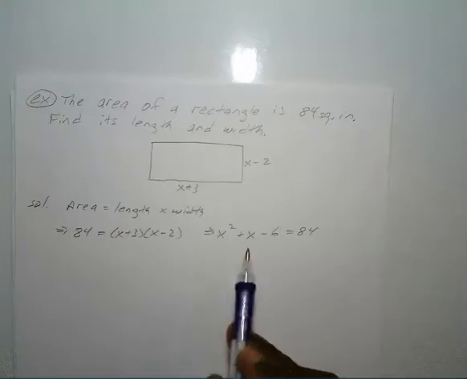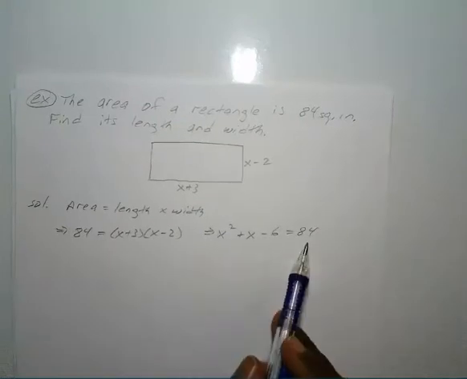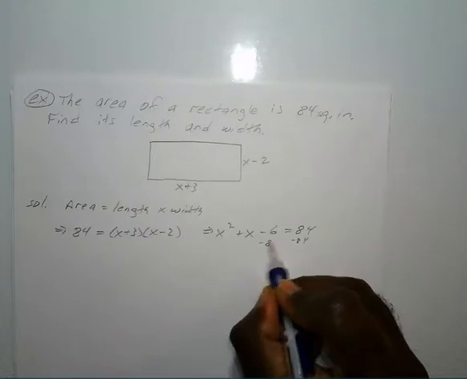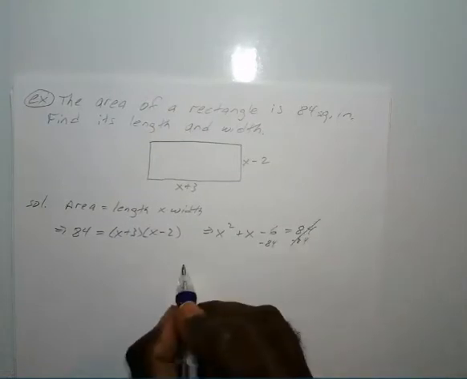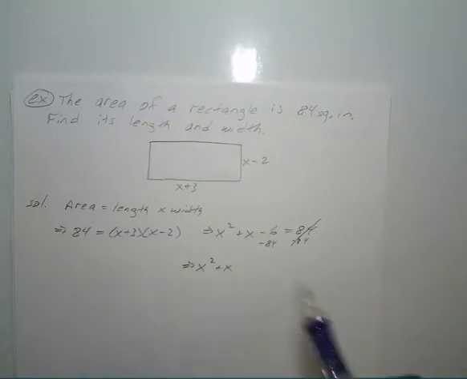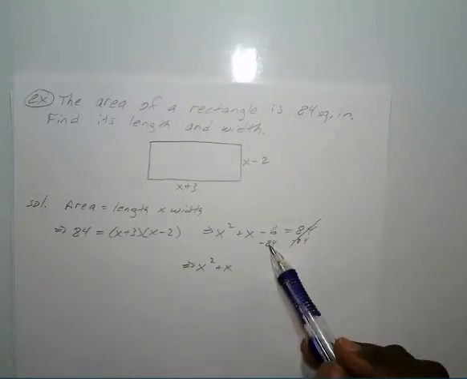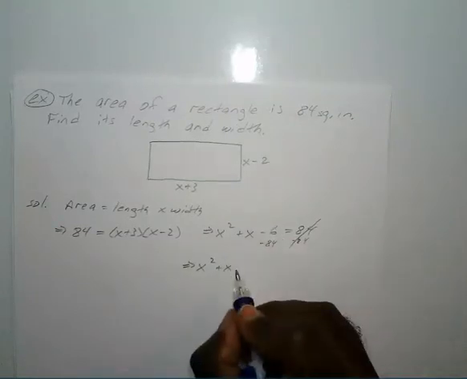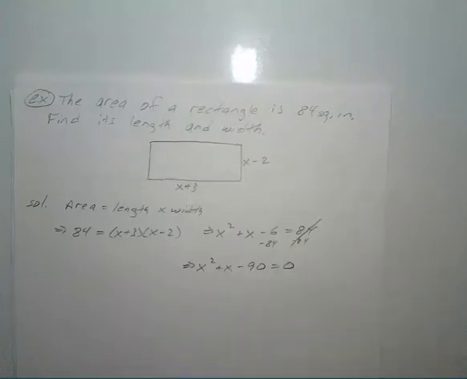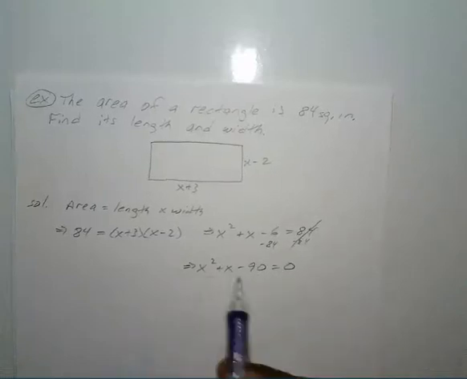Okay, now we can't factor this just yet because it's not equal to 0. So if we subtract 84 from both sides, we end up with x squared plus x minus 6 minus 84, which is minus 90, equals 0. Alright, so now that it's equal to 0, now we can factor.